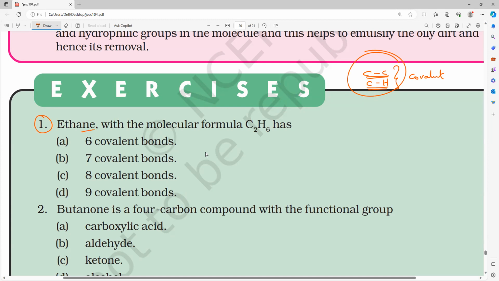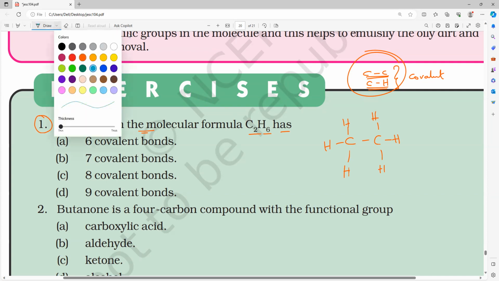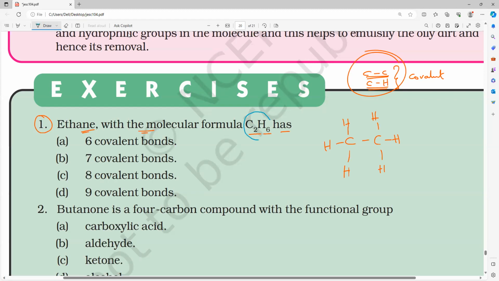Now, ethane with the molecular formula C2H6 has, they're asking about C2H6. So you can draw it. How many bonds are there? C2H6 means ethane. Of course, here they have given a simple compound, but in the exam you will definitely have a slightly more common name. Even here they have given the direct formula.